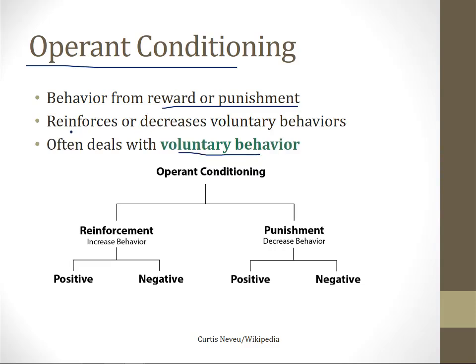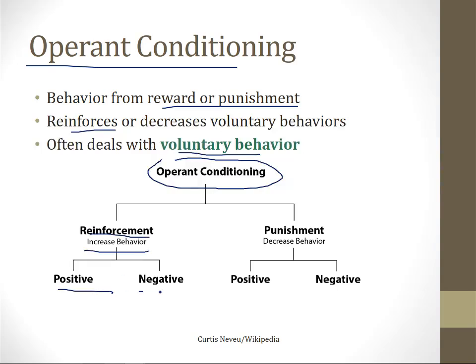Certain things reinforce behaviors and we do those more. Certain things punish behaviors and we do those less. So this type of voluntary choice between rewards and punishments is called operant conditioning. And there are two main aspects to operant conditioning. One is reinforcement, which increases behavior.